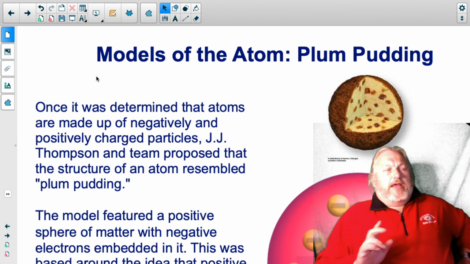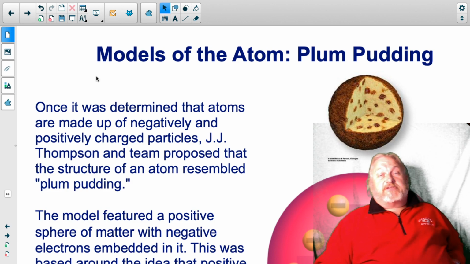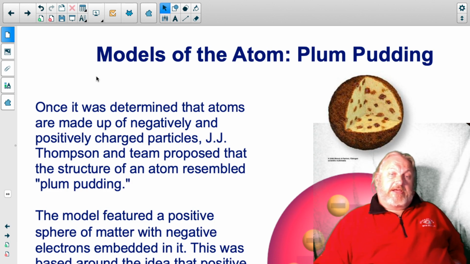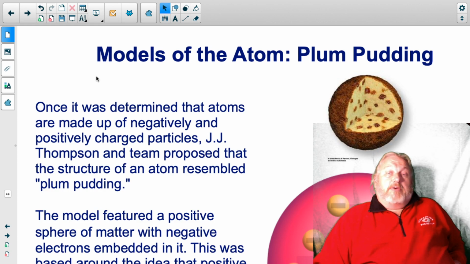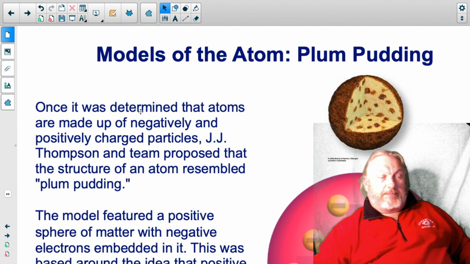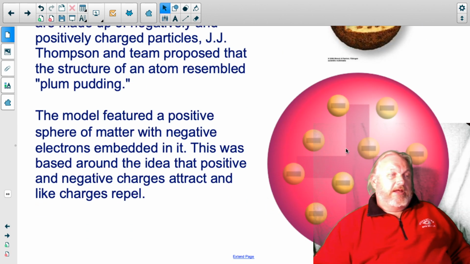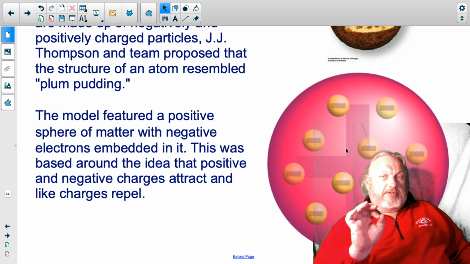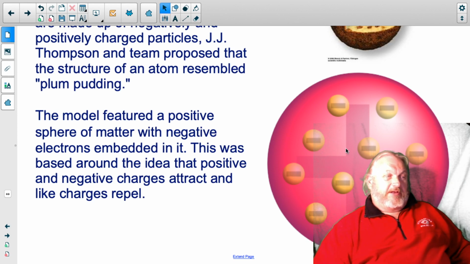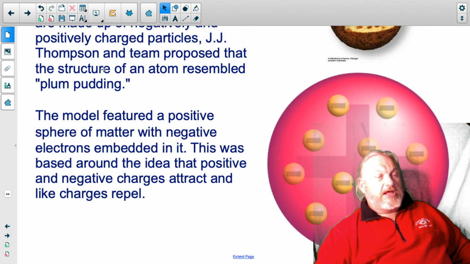Once it was determined that atoms are made up of negatively and positively charged particles, J.J. Thomson and team proposed that the structure of an atom resembled what he called a plum pudding, or a chocolate chip cookie, is what I like to think about it, right? So the model featured a positive sphere of matter, big positive thing, sort of like a cookie, and inside of it were these little chocolate chip negative particles called the electrons, right? This is based on the idea that positive and negative charges attract and like charges repel.